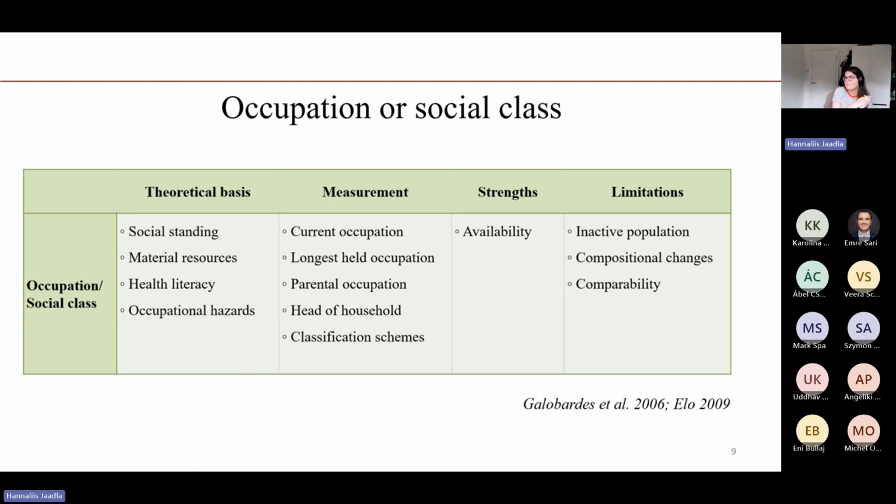Who is the inactive population? And these compositional changes are important straight away when you're trying to use occupational or social class measures over time, because the meaning of occupation changes over time. So the large share of people working in agriculture in the late 19th century compared to the late 20th century is a very different type of group, with a different type of social standing. And of course, the comparability. Can we compare the same occupations across different contexts, and can the meaning change?